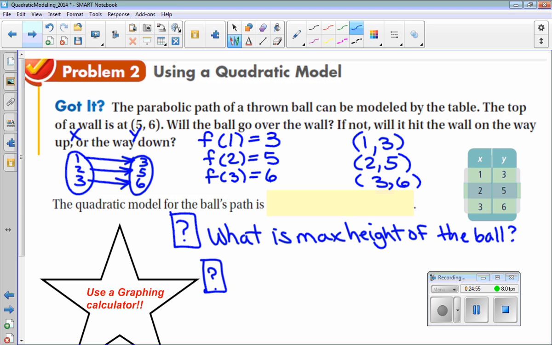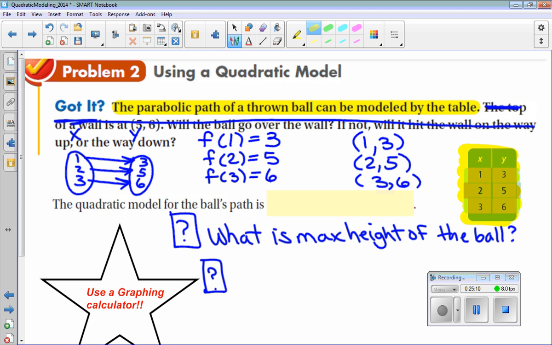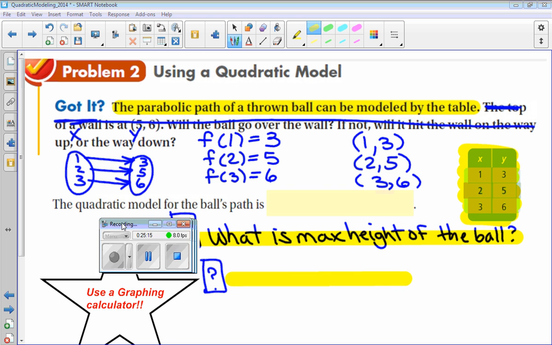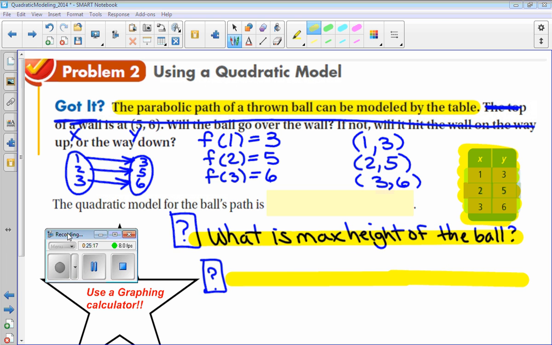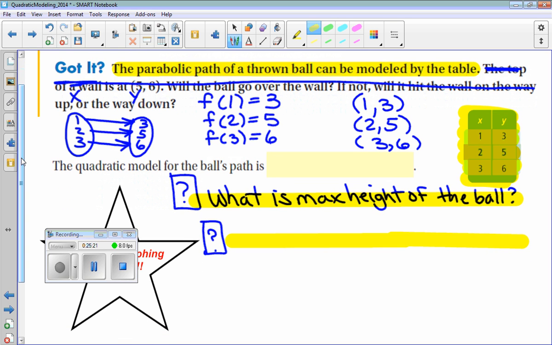Okay, let's do my question. I want you to write, here, I'll highlight what I want you to write: the parabolic path of a ball that is thrown can be modeled by the table. Write the table down. And then I want you to write the two questions I'm about to write now, because I think these two questions are better than the ones we're given in here. So just write what I've highlighted. What is the max height of the ball? When does the ball hit the ground?